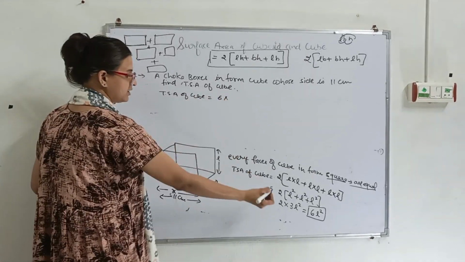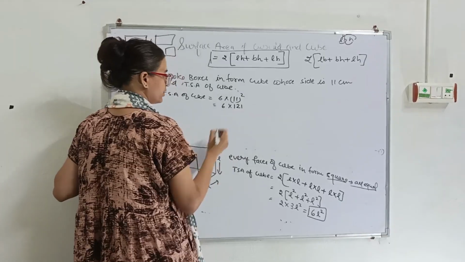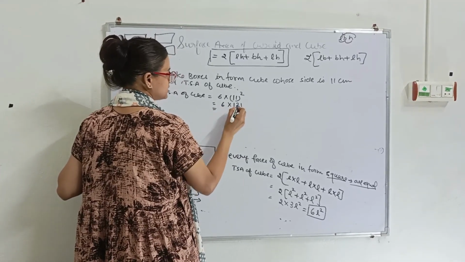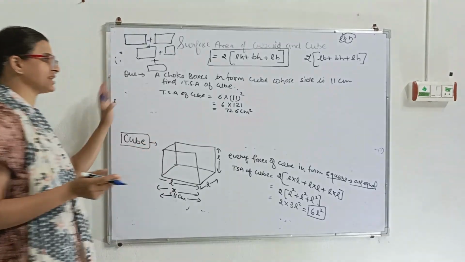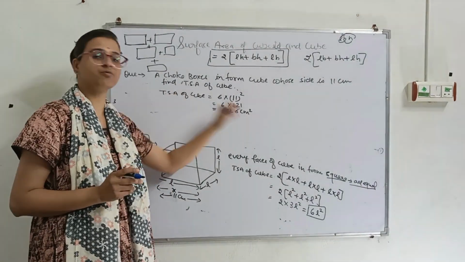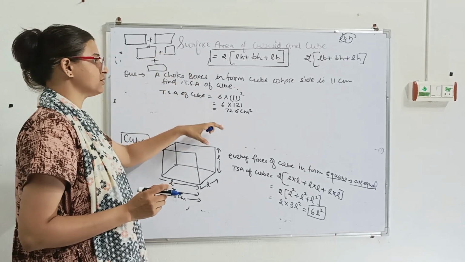So the total surface area of the cube is 6 into L, which is 11 square. This is 6 into 11 square, that means 6 into 121. 6 times 1 is 6, 6 times 2 is 12, and 6 times 1 and 7 is 726 centimeter square. This type of question you will always find in your book, and a lot of questions we can solve.